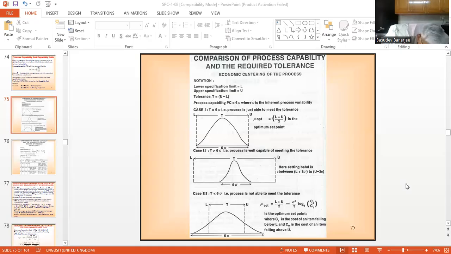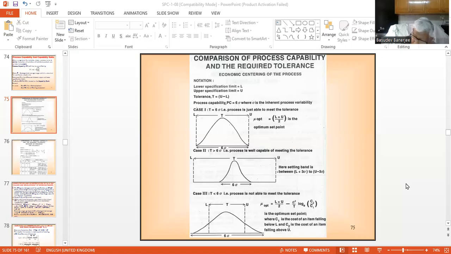So Cp, the measure of precision, is voice of customer divided by voice of process, T by process capability, T by 6 sigma. 0.006 divided by 0.0461 is equal to 1.33. Whenever it is more than 1, the process is well capable of meeting the tolerance. The more than 1, the better. So the process is capable of meeting the tolerance.